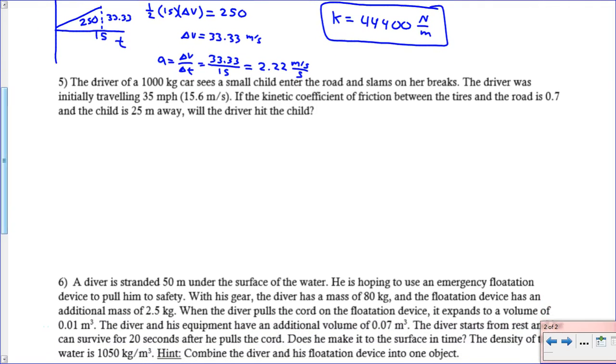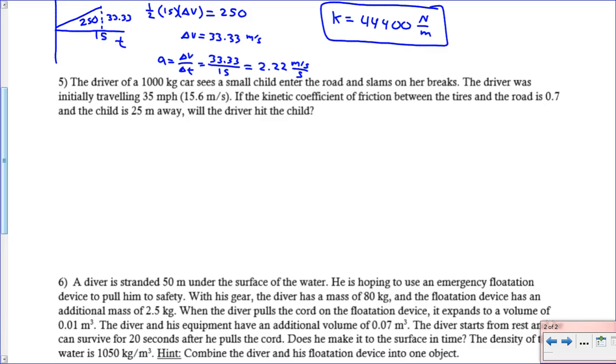Going on to problem number 5. A driver of a 1,000 kilogram car sees a small child enter the road and slams on her brakes. The driver was initially traveling 35 miles per hour, which is 15.6 meters per second. If the kinetic coefficient of friction between the tires and the road is 0.7, and the child is 25 meters away, will the driver hit the child?